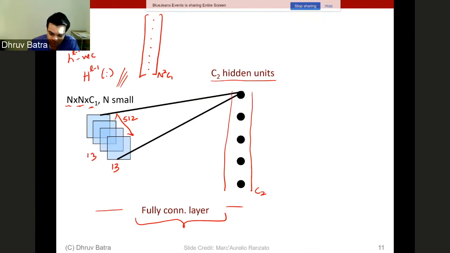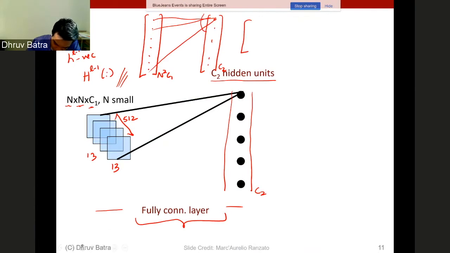Once I've done that, it's pretty clear how to then form a fully connected layer with C2 neurons in the next layer. Well, just connect every single thing to every single thing here. And clearly, this is going to form the weights corresponding to this neuron. There is going to be a, let me use a different color so that it's visually clear.